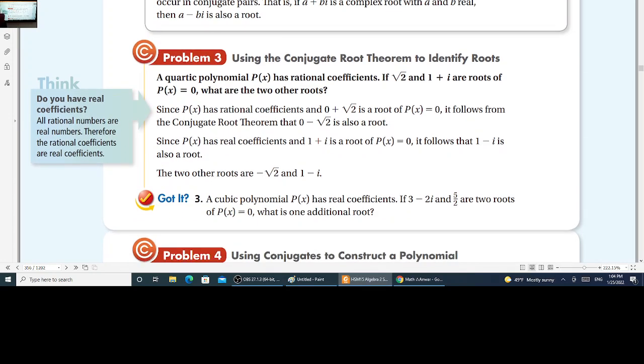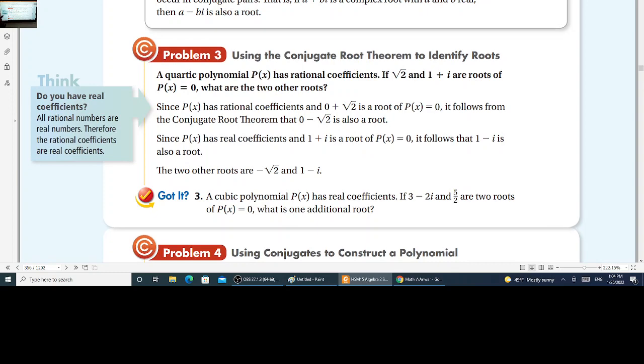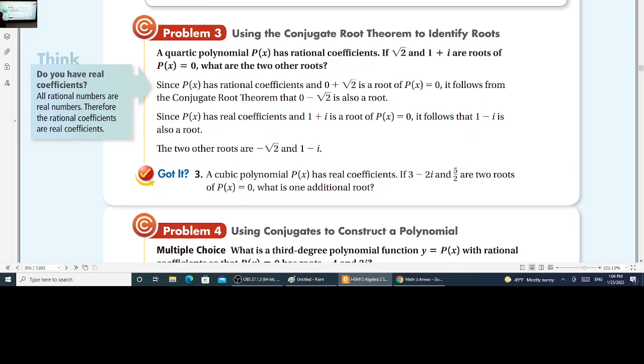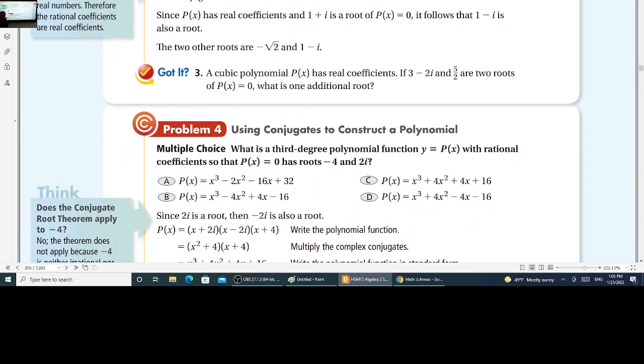Using the conjugate root theorem to identify the roots. A quartic polynomial p of x has rational coefficients. If the square root of 2 and 1 plus i are roots of p of x equals 0, what are the two other roots? By applying the conjugate root theorem, the other roots are negative square root of 2 and 1 minus i.